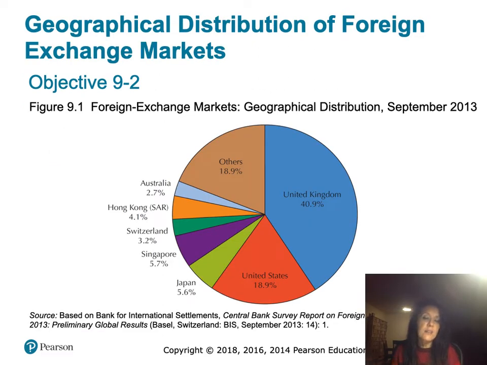Here in the figure, you can see the geographical distribution of the foreign exchange markets. The United Kingdom is responsible for 40.9% of foreign exchange trading in the global economy, followed by the United States, which is 18.9%. This shows the importance of London as the center of global foreign exchange, followed by the United States and other foreign exchange markets in different parts of the world.